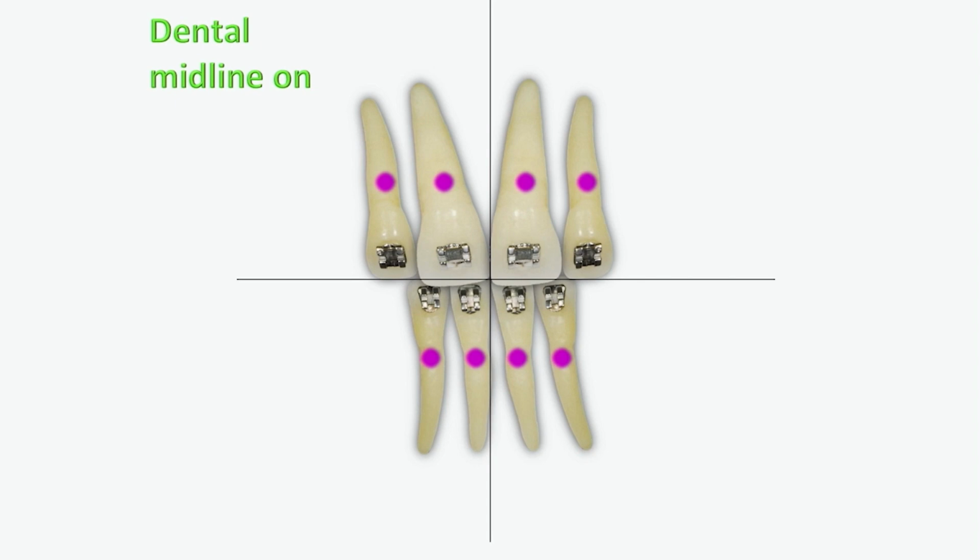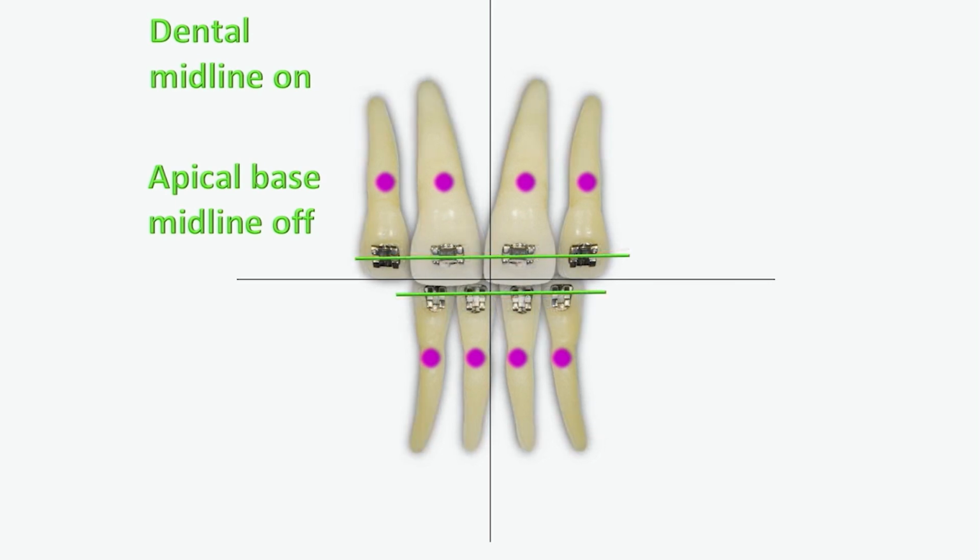Sometimes we observe that the midline becomes deviated after the leveling. In this case, the dental midline is on initially. However, the apical base midline is off. If a continuous leveling arch wire is placed, each tooth will rotate around its center of resistance, causing the upper midline to shift to the right side and the lower midline to shift to the left side. This is an iatrogenic midline discrepancy resulting from inadvertent leveling.